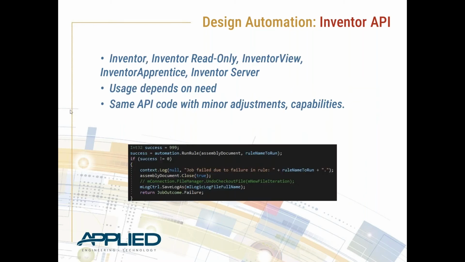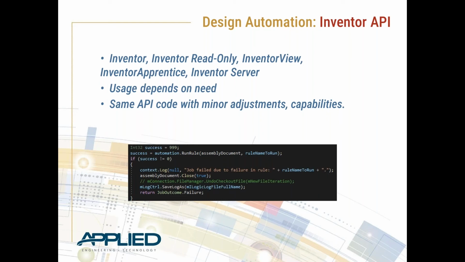And lastly, there's, oh, I gotta go over this first. There's a few different ways to access this API. There's standard Inventor, which everyone's familiar with, your regular Inventor program. Inventor read-only can do a limited scope of what regular Inventor can. It's kind of in the name, read-only. You can look at a drawing, you can get values, you can't change anything. Inventor View is specifically just for looking at the models.